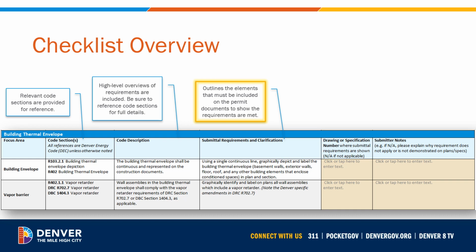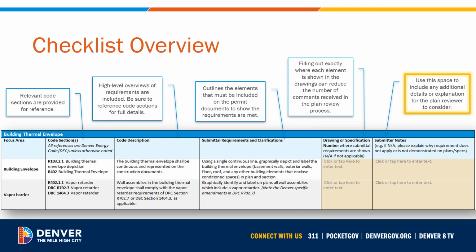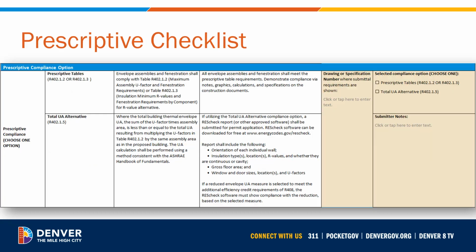The last 2 columns are for the user to fill out to guide the plan reviewer to the relevant information in the submittal, including the specific drawings or specification numbers, as well as space for any additional notes you would like to include for the plans reviewer. Filling out these columns as thoroughly as possible can help minimize review comments and expedite review of your project.